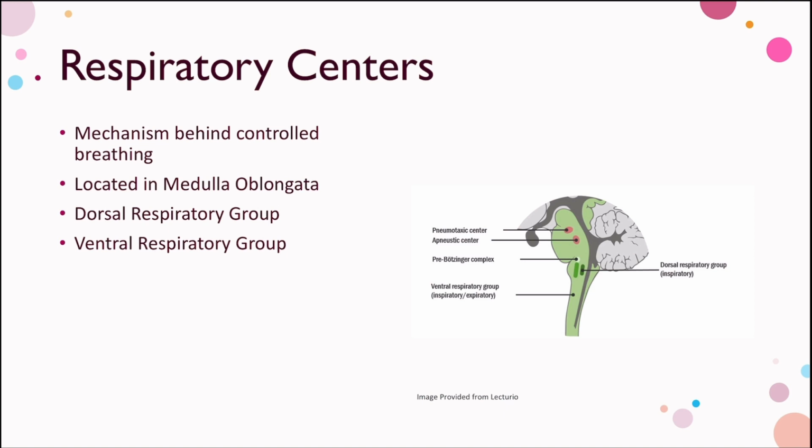If you look at the diagram above, it actually shows where the medulla oblongata is, and if you look closely enough, you'll see the dorsal respiratory group, which is for inspiratory, and then the ventral respiratory group, which is for expiratory.